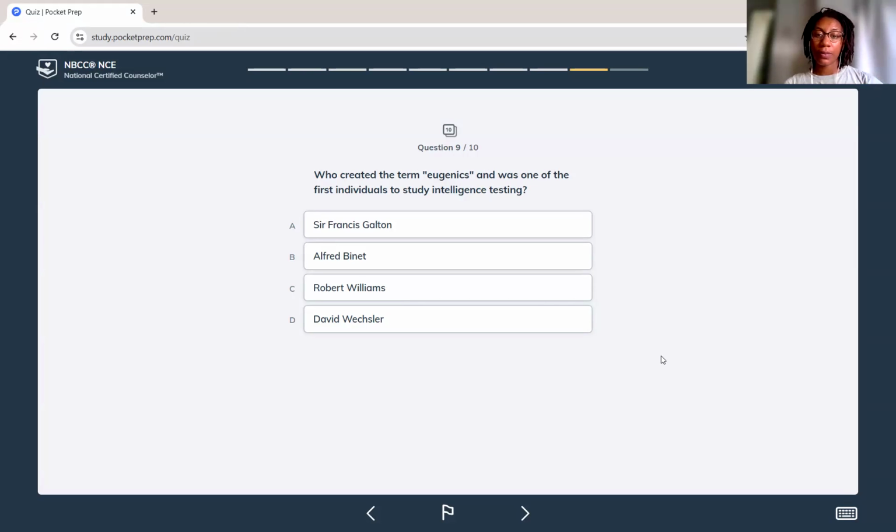Who created the term? And they're giving you a hint, and was one of the first individuals to study intelligence testing? Anything you can eliminate? Anyone know it right off the bat? I'm going to guess B because of the Binet IQ, the Stanford Binet IQ.